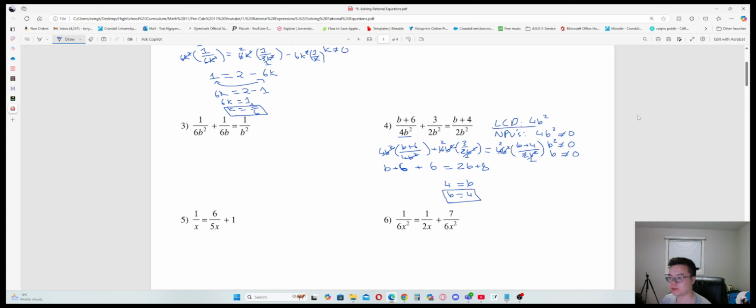The lowest common denominator is 4b squared, and the NPVs are b not equal to 0.